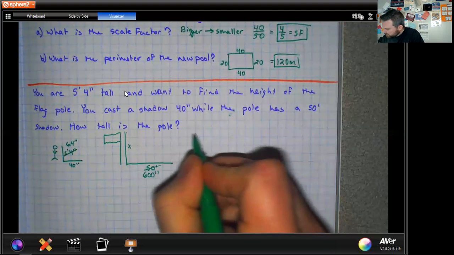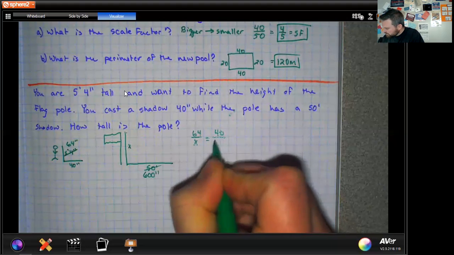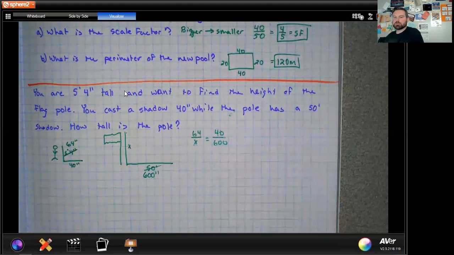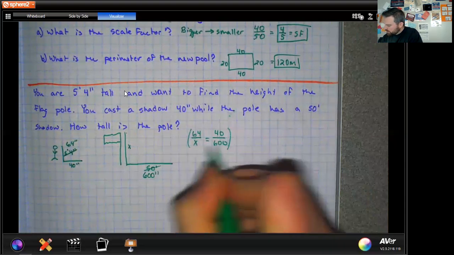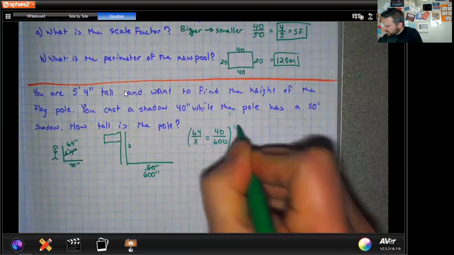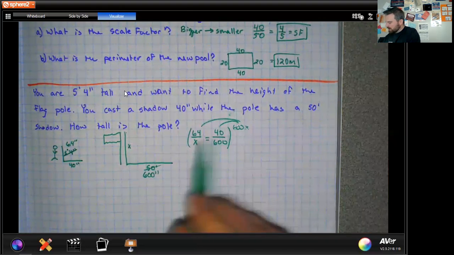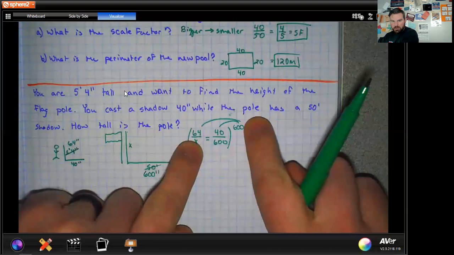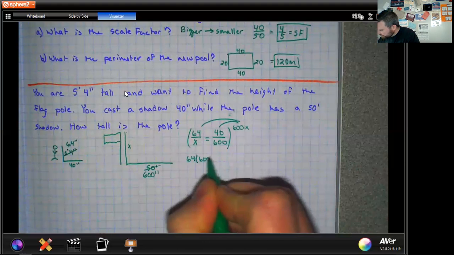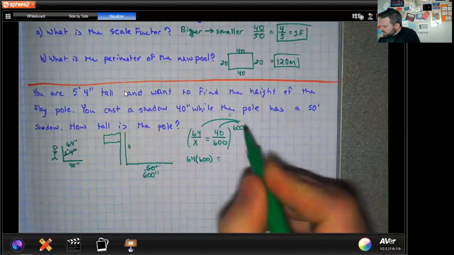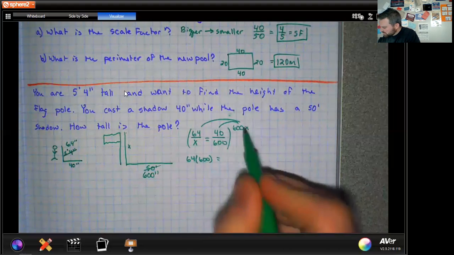So we're going to take 64 over X equals 40 over 600. Again, that's not the only proportion that you could have written, but that was the one I thought of in my head. So we're going to take our common denominator, which would be 600x, and multiply that into both fractions. So 600x divided by x, your x's cancel, and you have 64 times 600 equals, here's 600x divided by 600. Those cancel, and you get 40 times x. So 40x.